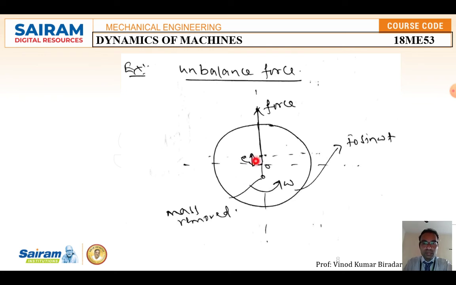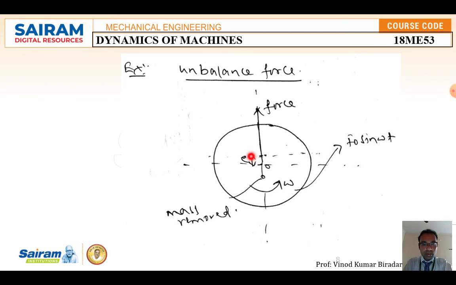Because of this mass removed, the centroidal axis is shifted by some distance, which is called E, the eccentricity. After some time the centre O can shift, and because of this a vibration takes place. In normal vehicles also, when you ride a four-wheeler, if the centre of the wheel does not coincide with the shaft axis, wheel vibration takes place. Because the wheel will vibrate, remember.